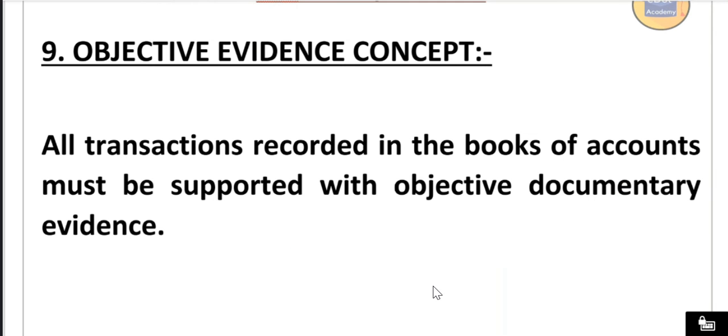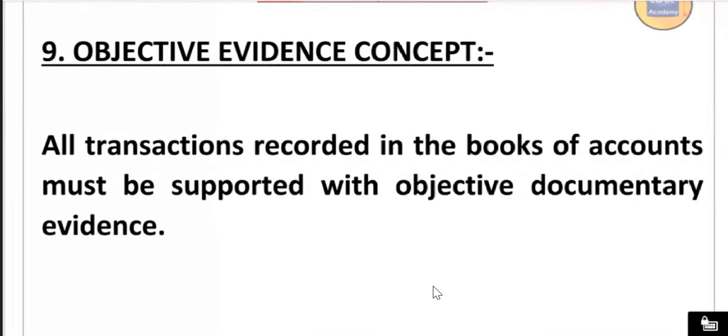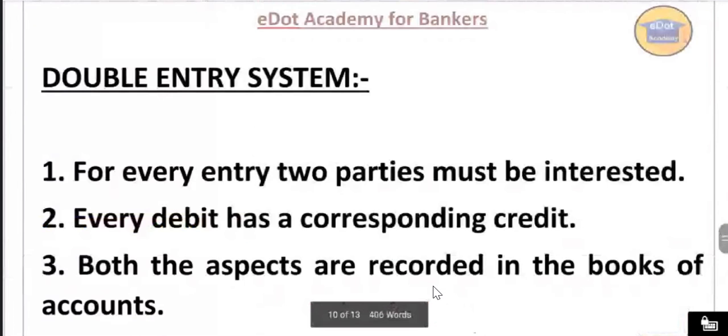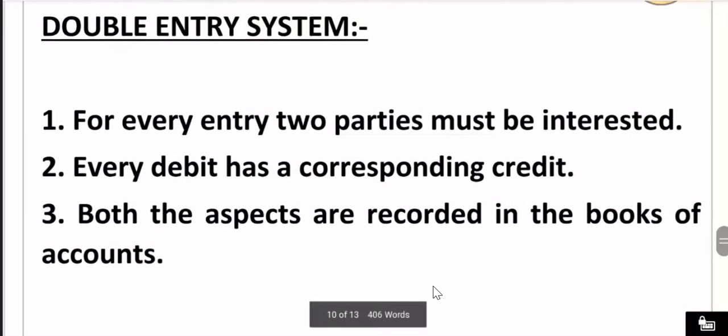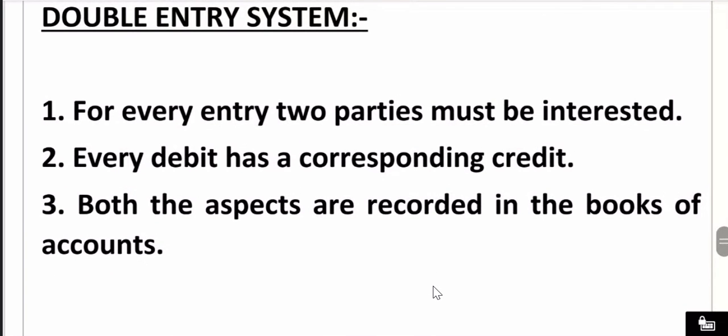Okay, next, moving ahead, is called the double entry system. We have already discussed this here. In the double entry system, every entry has two parties: one account must be debited and there must be a corresponding entry of the credit. Both aspects are recorded in the books of account. For one entry we always make entries at two places. This is called the double entry system.